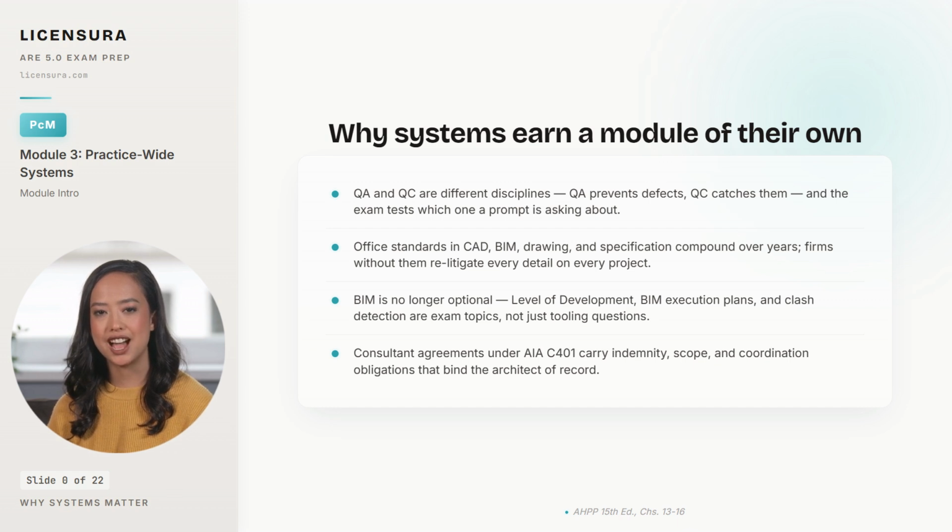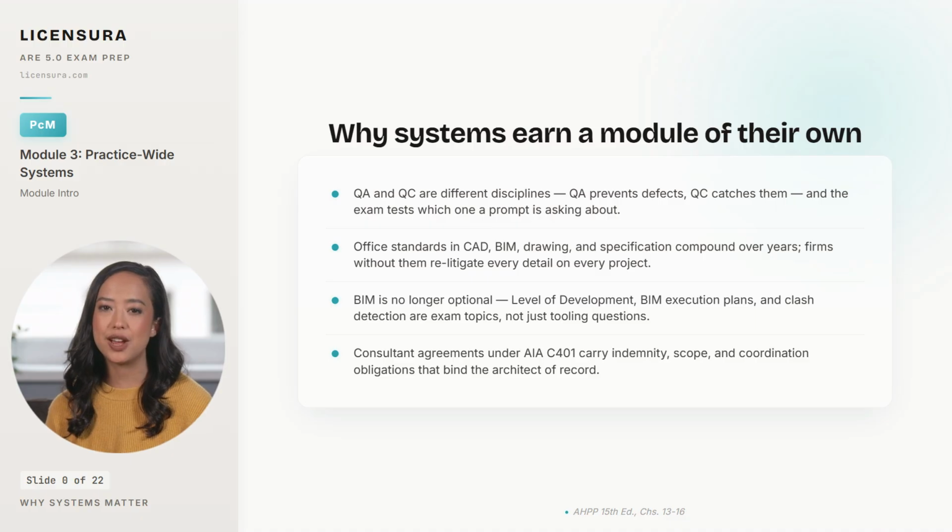Third, BIM is no longer an optional tooling decision. Level of development, BIM execution plans, and clash detection are tested directly on PcM. The exam expects you to know that LOD 300 is not the same as LOD 400.